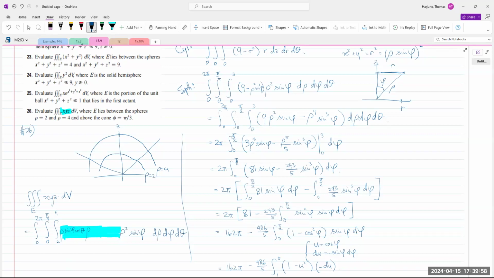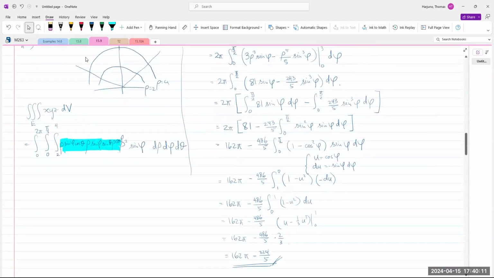See rho sine phi sine theta, and then the z will be rho cosine phi. Wow, that's a lot, huh? So many things put together. Okay, let's tidy it up.